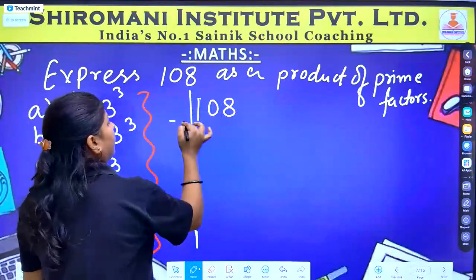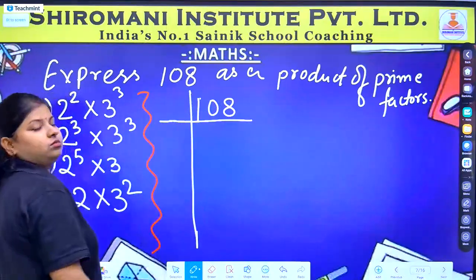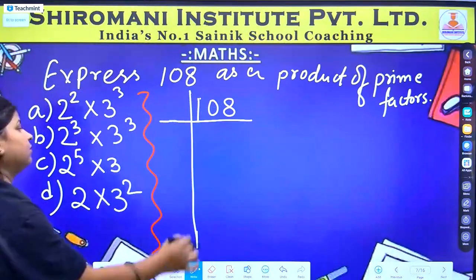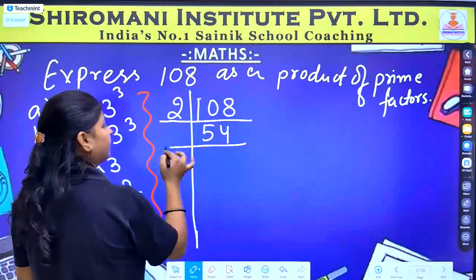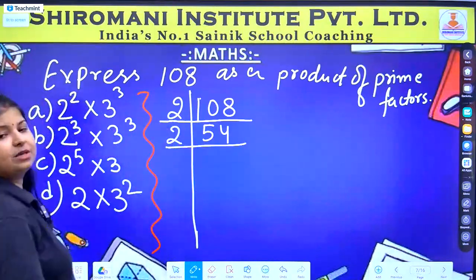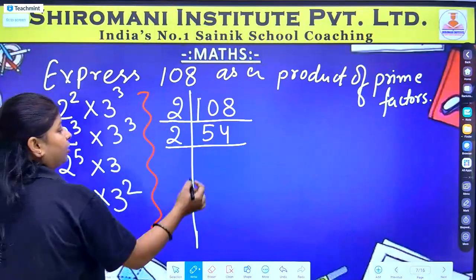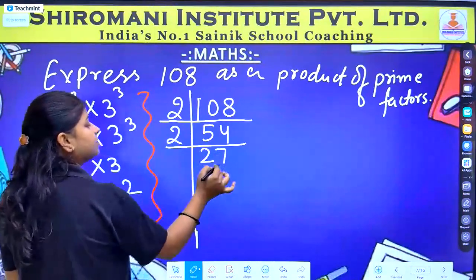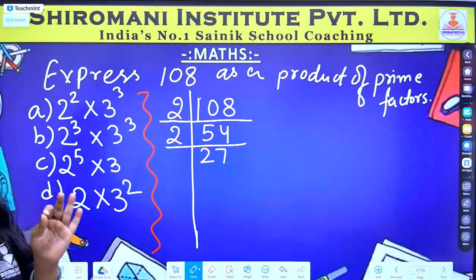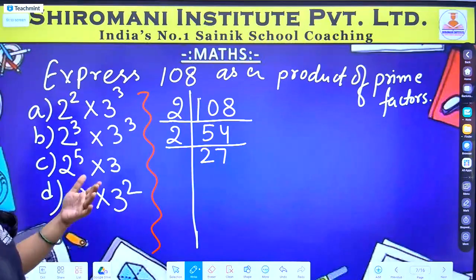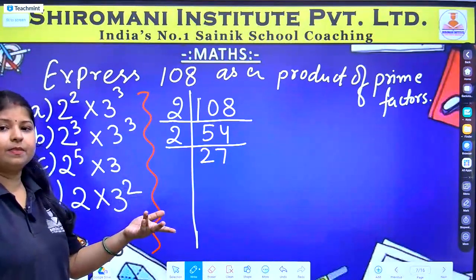108 you have to break down. So 108 you can divide by 2. So it's 54. 54 again divisible by 2. You get 27. Now this 27, beta, it is not divisible by 2. So you have to check another number.